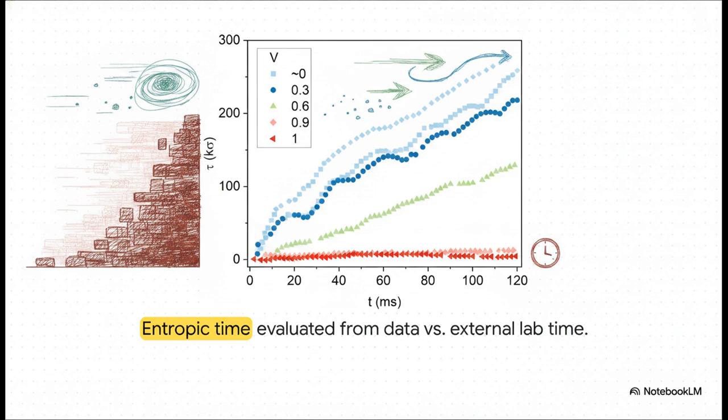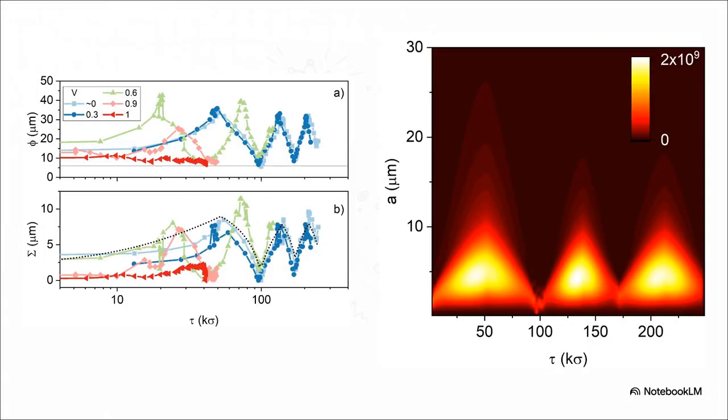And look at those red triangles right at the bottom. When they raised the barrier so high that no atoms or entropy could cross at all, the system reached a stationary state. It was an analog heat death, and the internal entropic time entirely stopped ticking. Absolutely no entropy flow means absolutely no time. So they proved they could read the clock, but could they use it to do actual physics?